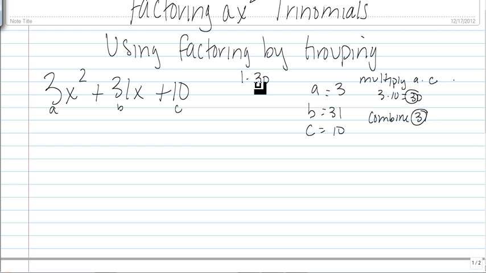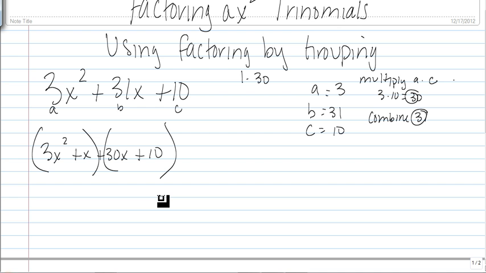So we're going to use those numbers to expand out our middle term. Now we have 3x squared plus 1x plus 30x, because that combines to being our 31, plus 10. And remember I said when you factor by grouping, you want to have 4 terms and get your groups. Now we have our groups right here. So now let's factor those out.